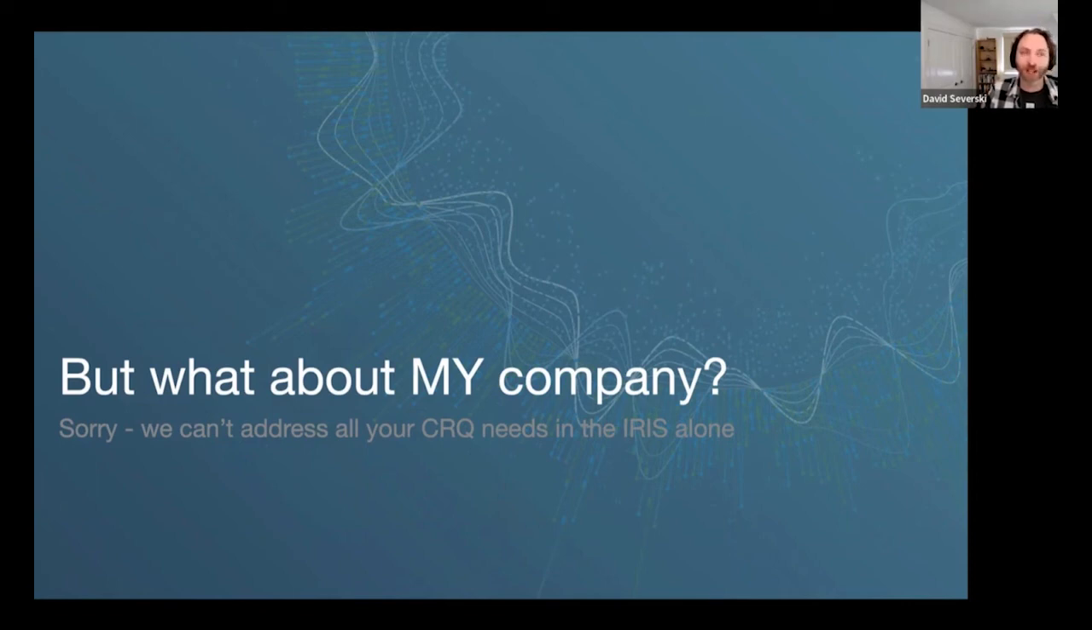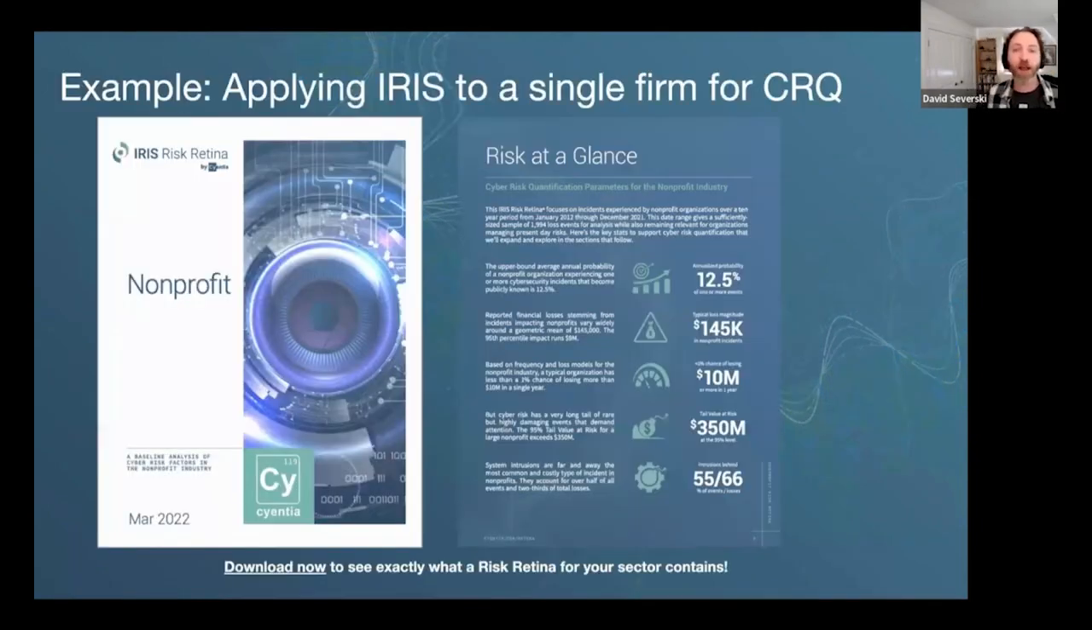It's already pretty long at 20-plus pages, and if we did every single sector out there, we'd be looking at hundreds of pages. But there are ways of applying IRIS to a single firm. An example of that may be the IRIS Risk Retina series. That is a commercial offering, not to plug too much, but it is an offering that we have available. There's a free version of that we've done for the nonprofit sector.